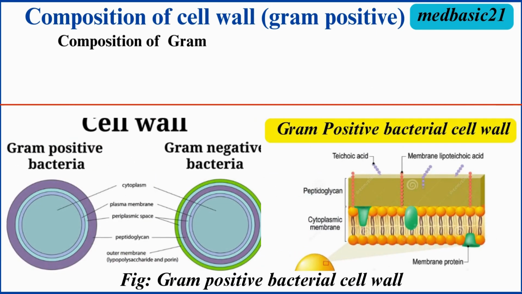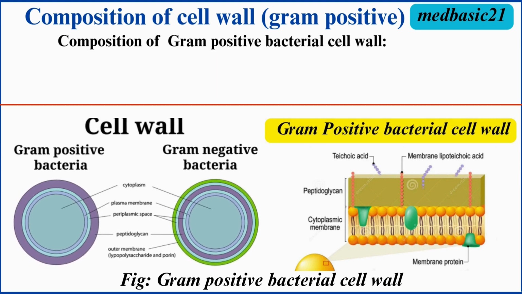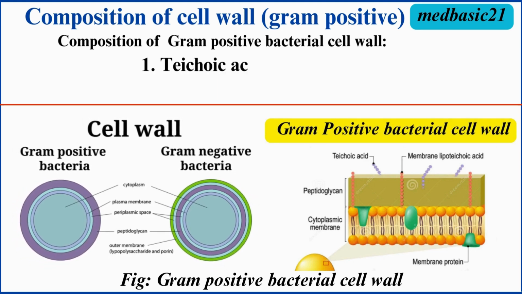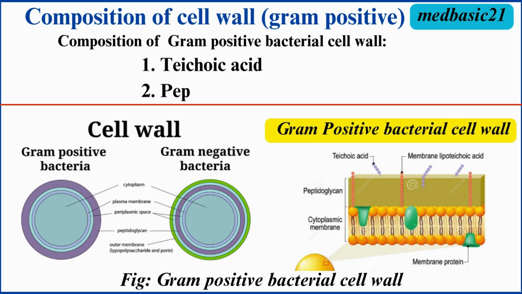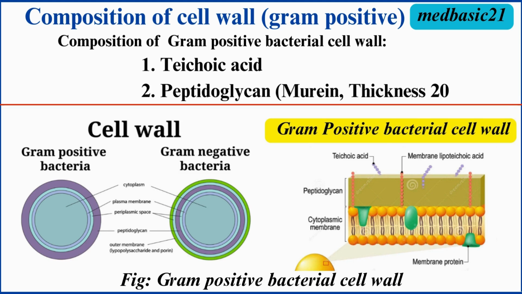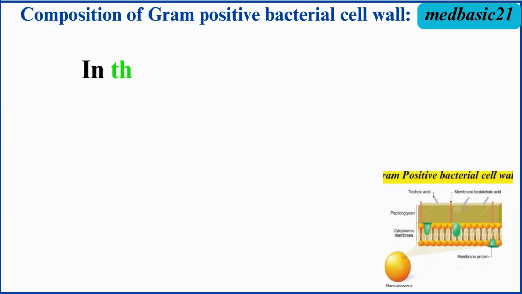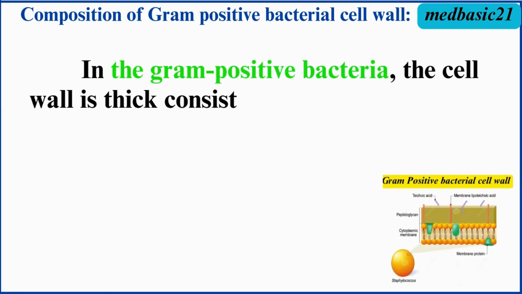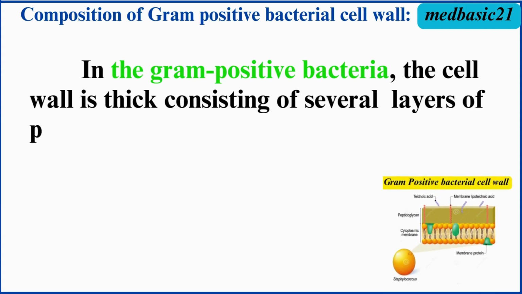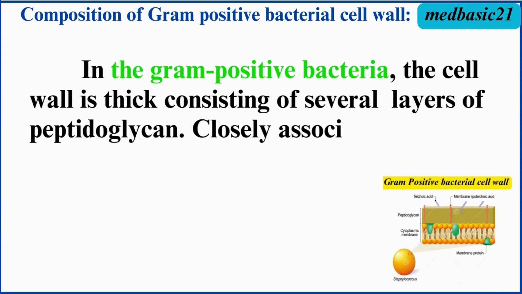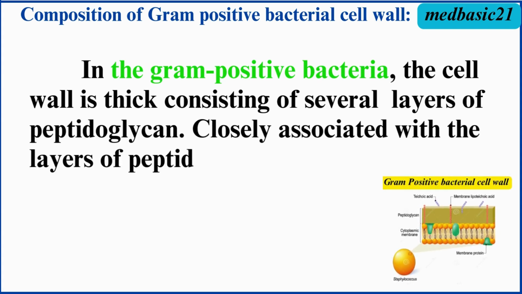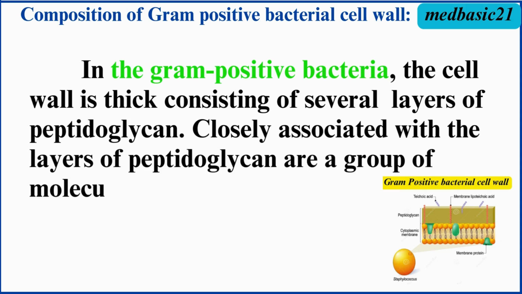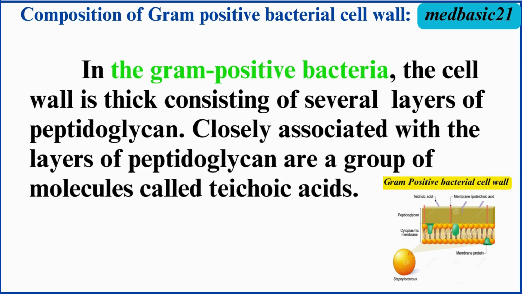Composition of gram-positive bacterial cell wall. Teichoic acid and peptidoglycan, murein, thickness 20 to 80 nanometers. In the gram-positive bacteria, the cell wall is thick, consisting of several layers of peptidoglycan. Closely associated with the layers of peptidoglycan are a group of molecules called teichoic acids.